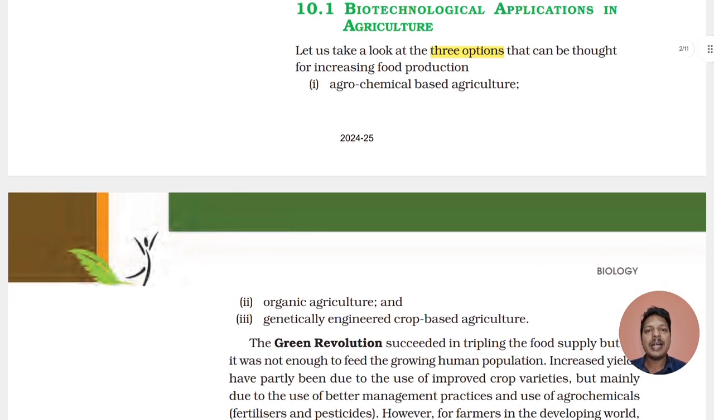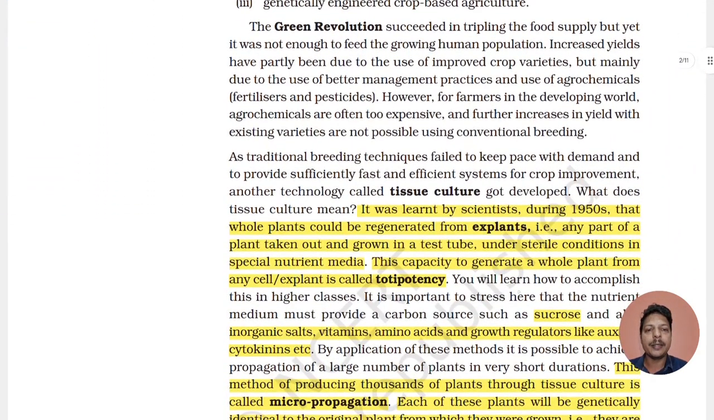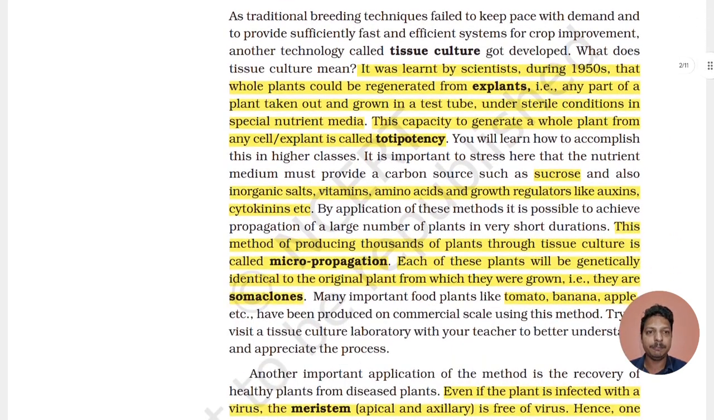Agriculture, three options are there: agrochemical based agriculture, organic agriculture, and genetically engineered crop based agriculture. Here, during the 1950s, the whole plant could be regenerated from explants, that is any part of a plant taken out and grown in a test tube under sterile conditions in specific nutrient media. This capacity to generate a whole plant from any cell or explant is called totipotency. Remember, this term will be asked.